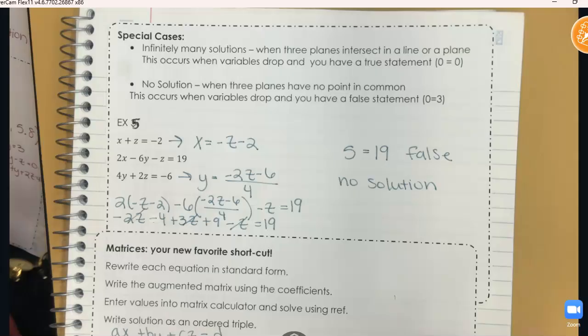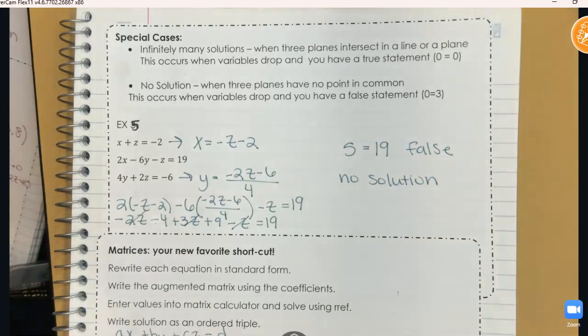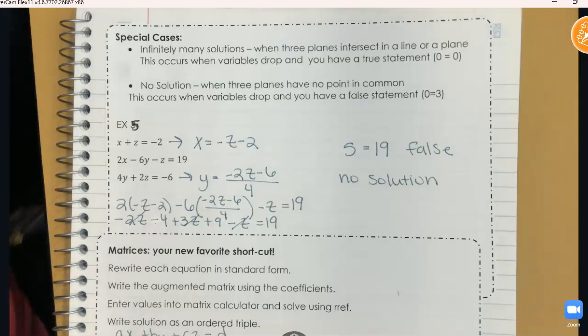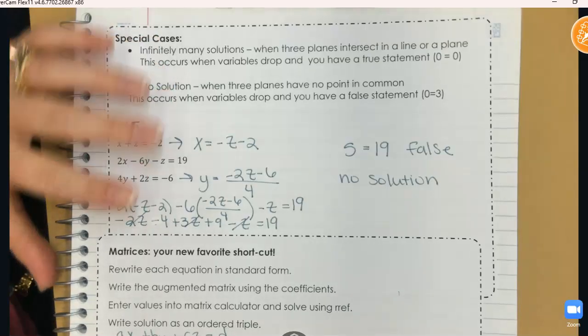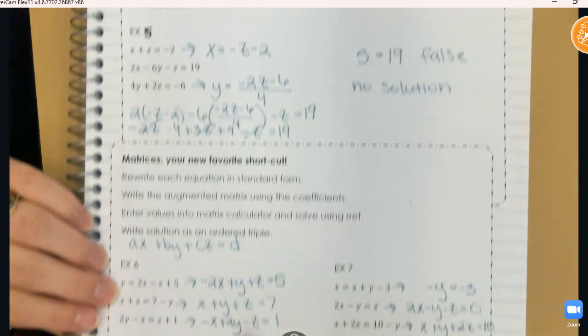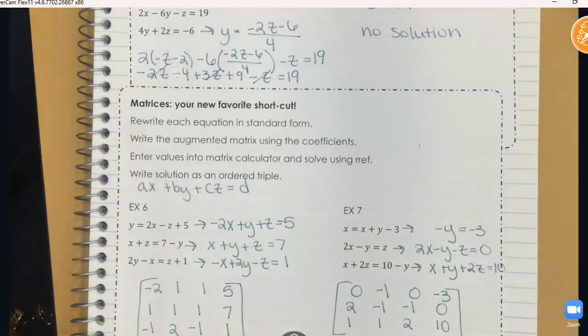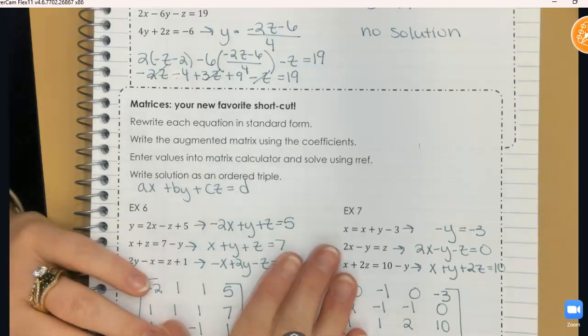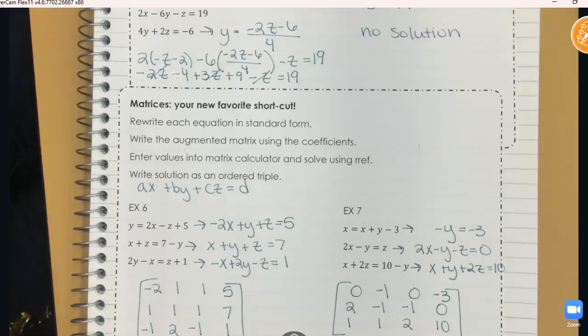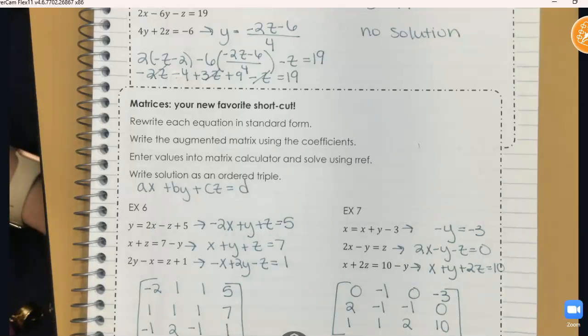If I had ended up with 0 equals 0 or another true statement, we would have had infinitely many solutions. Okay, so that wraps up our notes on 3 variable systems. Matrices are a great shortcut and a great way to check your answer. However, you will need to be able to solve at least 2 by hand on a quiz, and then once it comes to the test, you can use your matrix. But on the quiz next time, you will need to do 1 by hand with substitution, 1 by hand with elimination, and then you get to use a matrix for the last one.